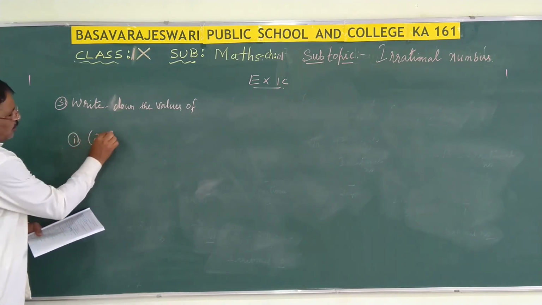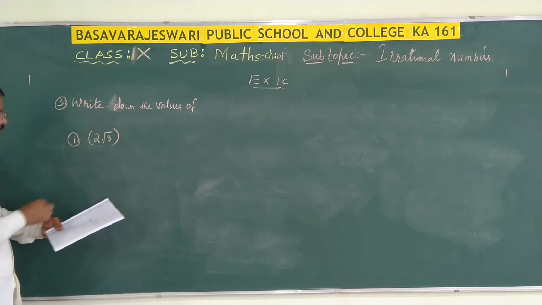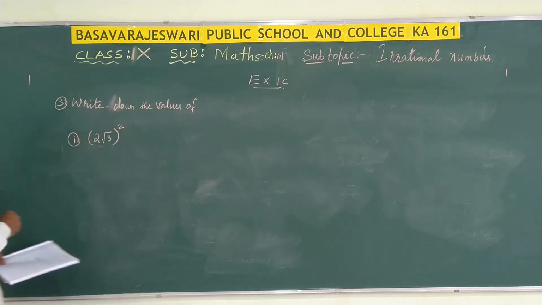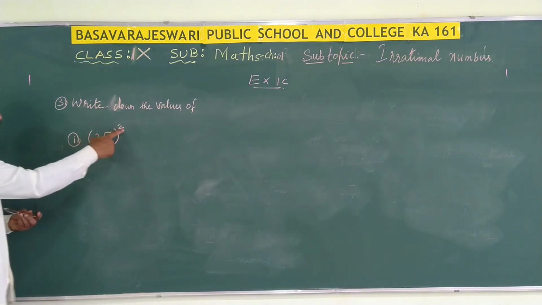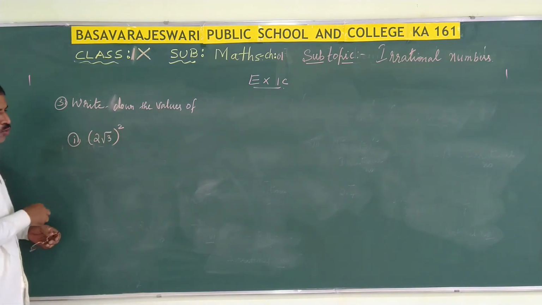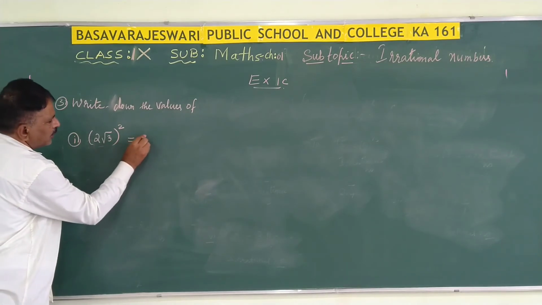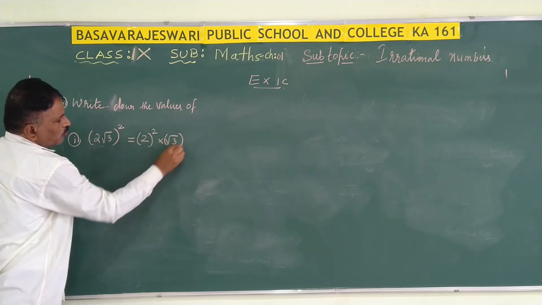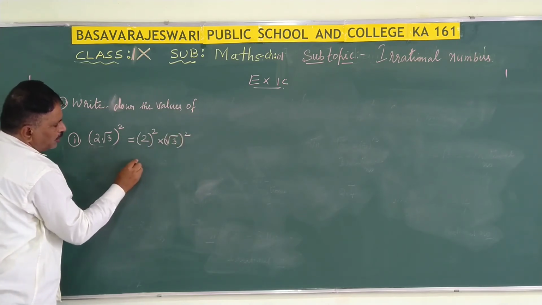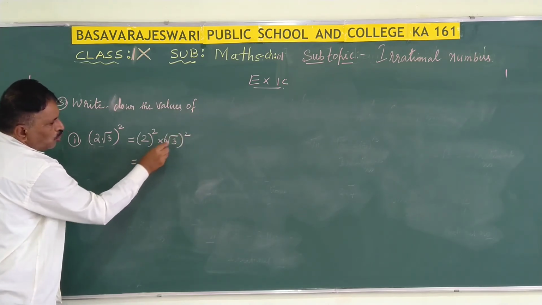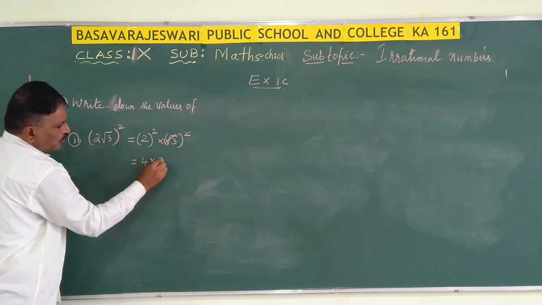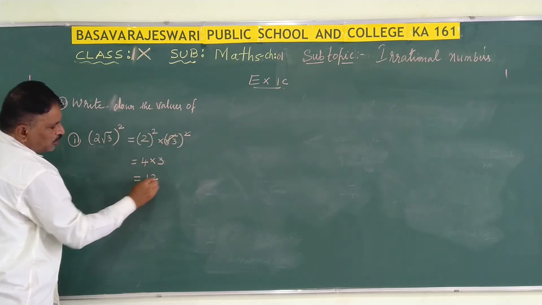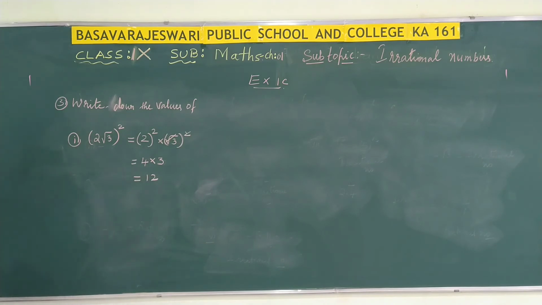First one is 2 root 3 whole square. This square is for both 2 as well as root 3. Hence it can be written as 2 square into root 3 whole square. 2 square is 4, into root 3 whole square will give you 3. Hence its value is 12. This is the first question.